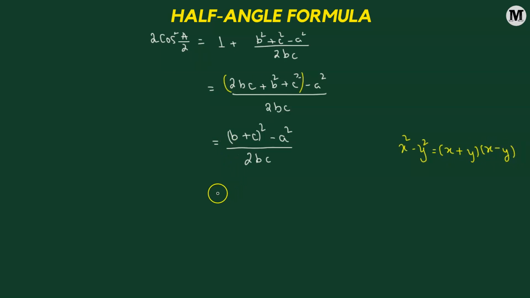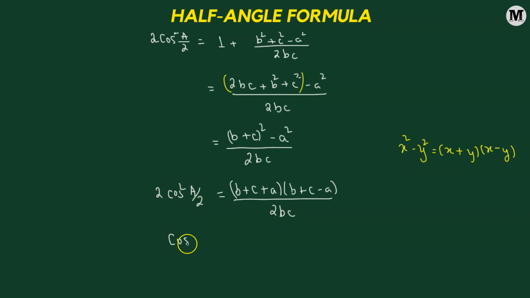Now, in the numerator, we have B plus C plus A multiplied by B plus C minus A, whole divided by 2 times BC. So this is going to be 2 times cosine squared A over 2. What do we do? We can divide both sides by 2 to get cosine squared A over 2 equals A plus B plus C multiplied by B plus C minus A, whole divided by 4 times BC.